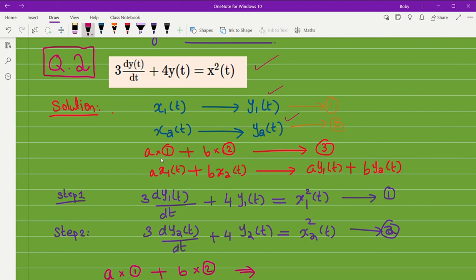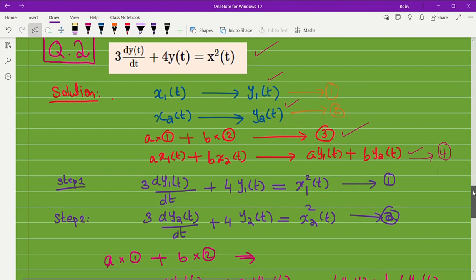Third step, we have to multiply equation number 1 by a plus equation number 2 by b. That is 1 into a plus 2 into b. That is the third step. Fourth step, we are giving the input as a x1(t) plus b x2(t), and we are considering the output as a y1(t) plus b y2(t). Thus we will get equation number 4. If equation number 3 and 4 are equal, we can say that the system is linear. This is basically what we need to remember when doing a linearity question.